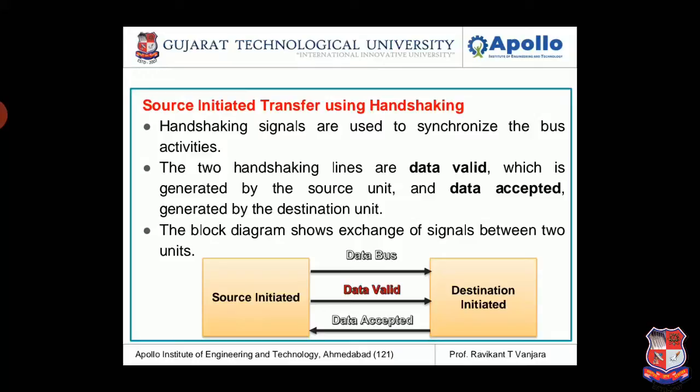So the disadvantage of the stop control mechanism is solved here. The second control signal is used so that the source unit is aware about the data being received by the destination unit.